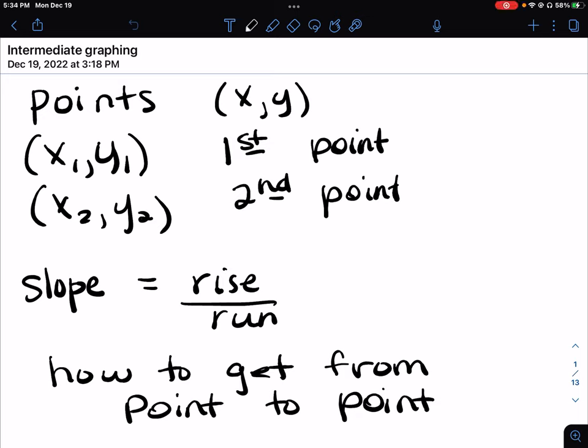Points are two numbers in parentheses, and they're x and y. X is the first number, y is the second number. If you're given 2 points, we give them subscripts, which are those little numbers below. So x1, y1 means the first point. x2, y2 means the second point. Slope is the rise over run, and it means how you get from one point to the next point.